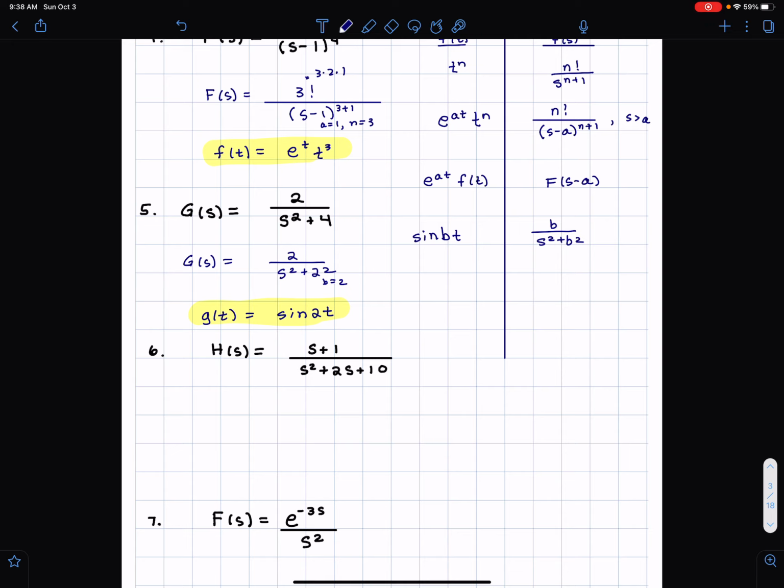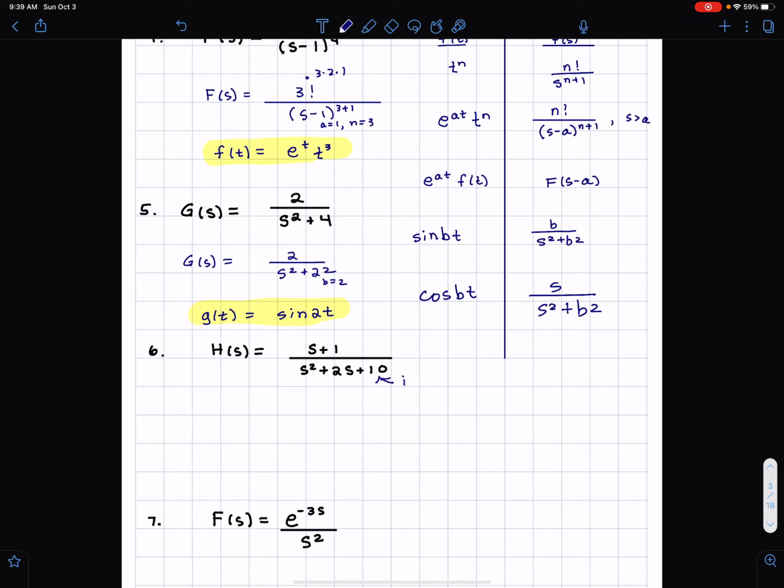I have another formula. Cosine bt is s over s squared plus b squared. That's the Laplace transform. Now, we do have an irreducible quadratic. You can try the quadratic formula.